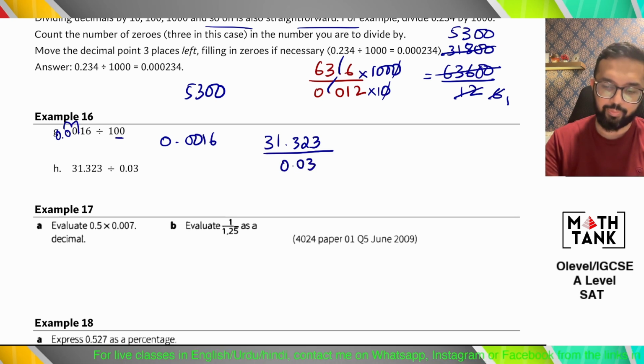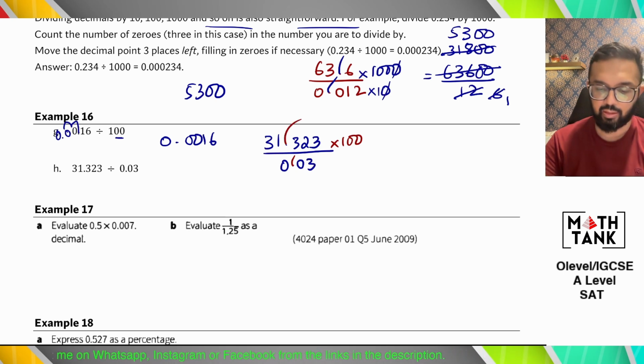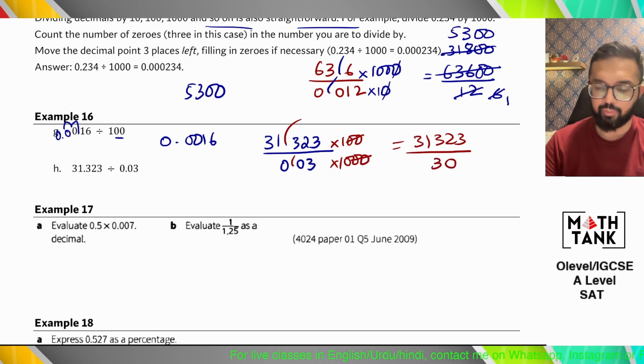Okay, so I'm going to use my method that I learned. I removed this decimal, so I put 100 in the numerator because there were 2 decimal places, and then 1000 in the denominator because that was 3 decimal places. 2 zeros cancel out. So this becomes 31323 divided by 30. 3 times 10. Start dividing by 3.